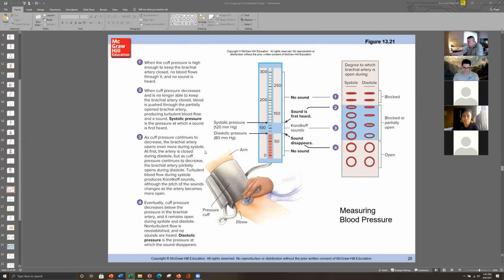All right, cool. So I'm going to give you your vocab word for the day: sphygmomanometer. Let me see if I can spell this right. I think I spelled that right. It's a fancy word for a blood pressure cuff, right?